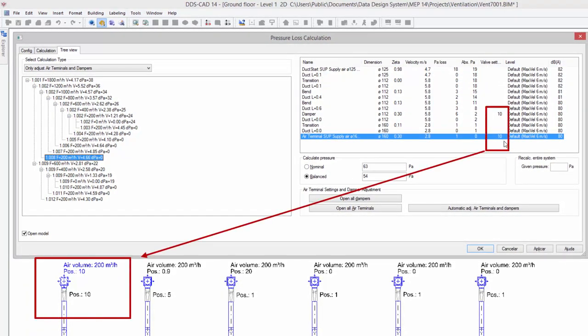All these calculated values can be presented automatically in your model and plots using the labeling functions.